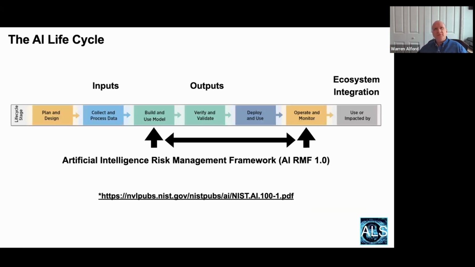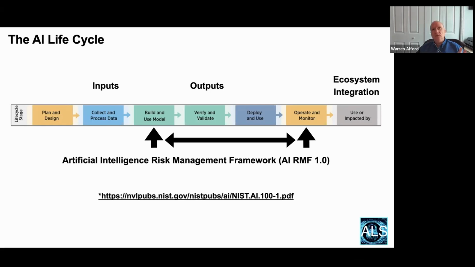So this is one of the AI life cycles. This comes from the AI Risk Management Framework, which is published by NIST, and it can be found on their website. It's fairly similar to the system or software development life cycle, the SDLC. First of all, the plan. Why do we want this AI, and what do we want it to do? What problem is it going to solve, or what question is it going to answer overall?